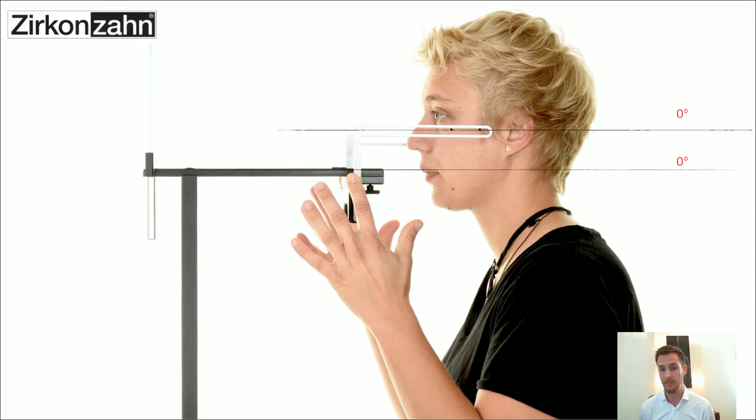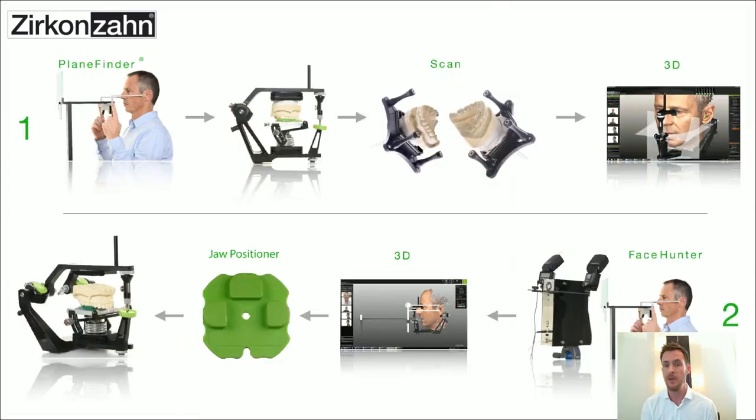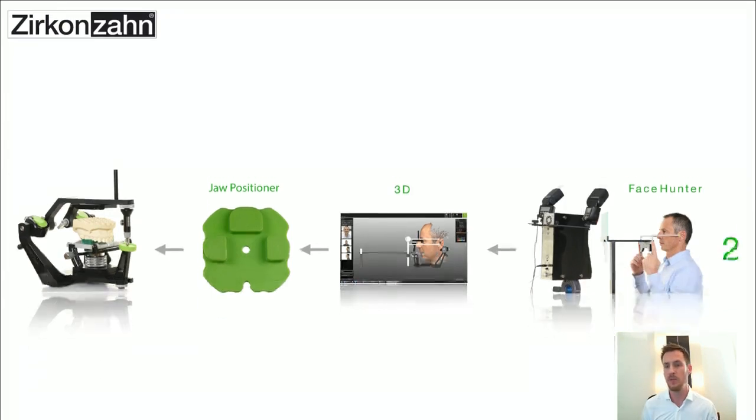Otherwise also here we can make mistakes. So the patient has to take their head position minimum 3 times in a row, and then we have 2 possibilities to catch this head position. The first workflow would be the manual workflow. This is not the content for today. We will talk about the digital workflow.